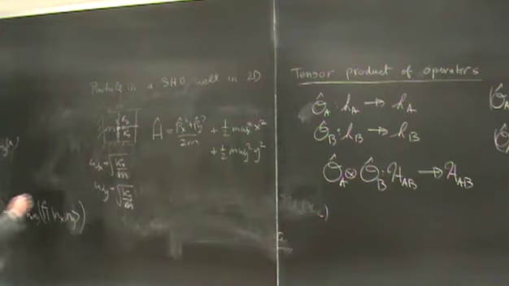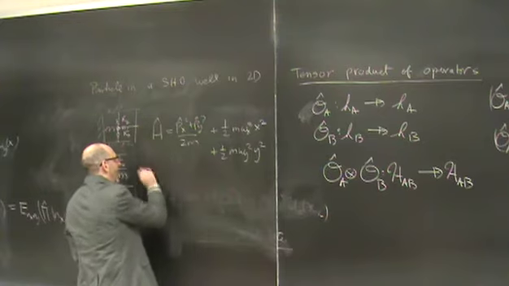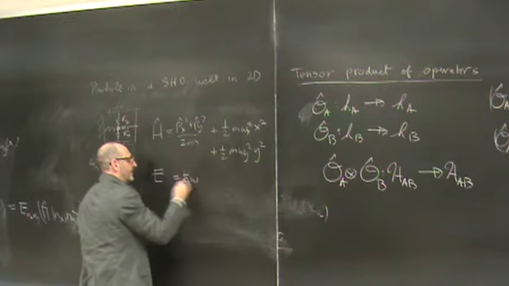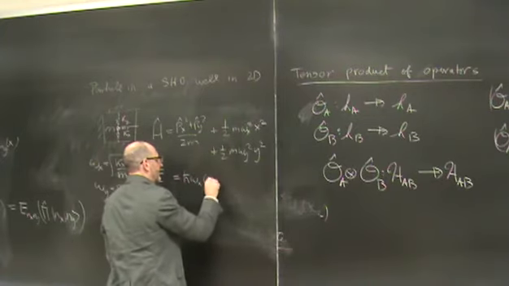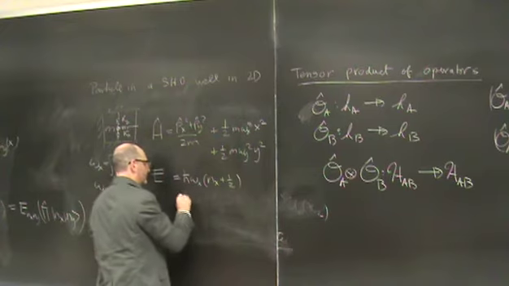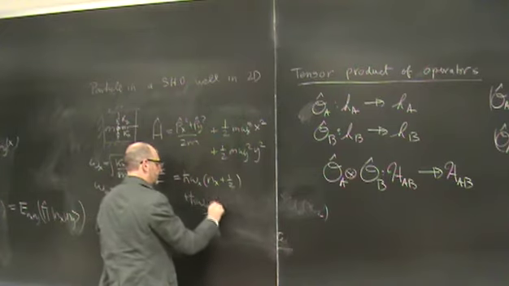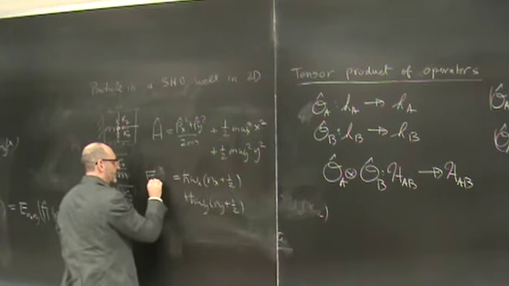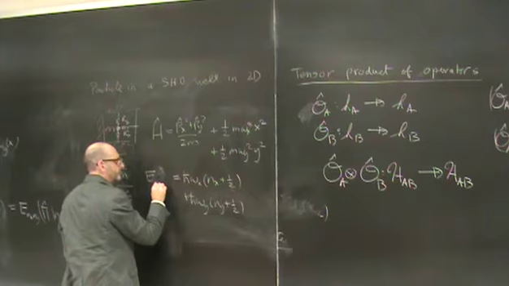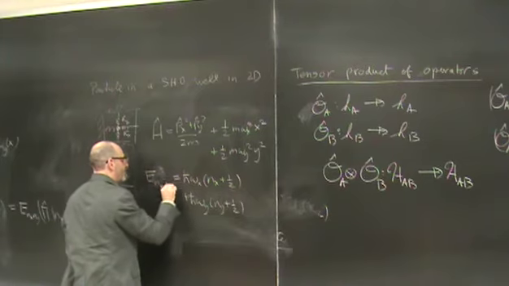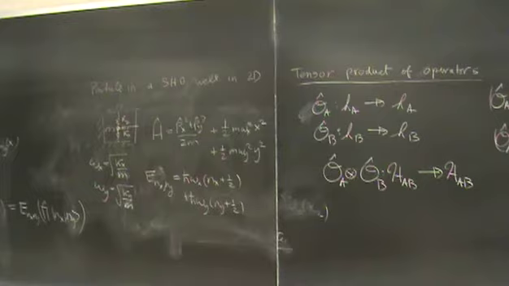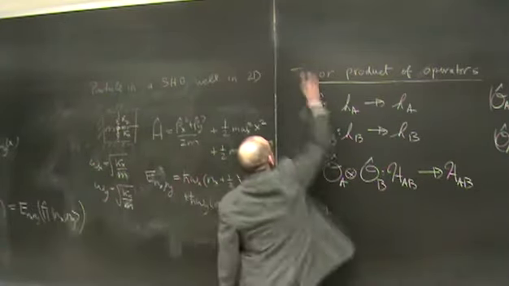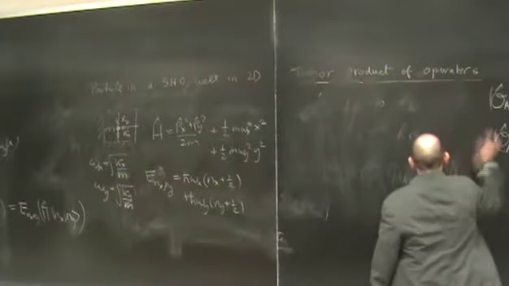The energy is h bar omega x times nx plus 1/2, plus h bar omega y times ny plus 1/2. Yep. So there are two quantum numbers, nx and ny. Again, there can be accidental degeneracies in this system, but there's a special case that I just want to conclude with.